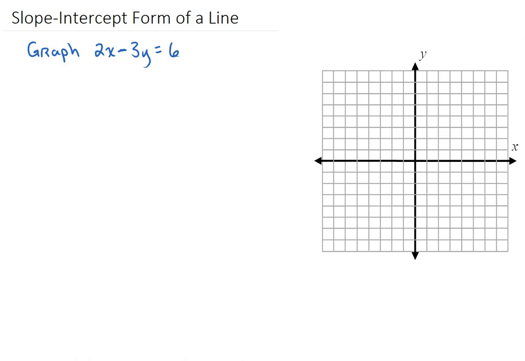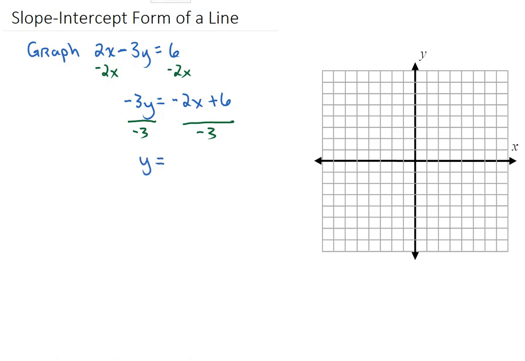Now when we graphed these in the past, I've said let's go ahead and solve it for y to get things basically in function form so that it's a function of x. To solve it for y, we would start by subtracting the 2x from both sides. That gives us negative 3y equals negative 2x plus 6, and you could write that as 6 minus 2x as well. It doesn't matter. Then to get y by itself, we need to divide by negative 3, but what we do to one side, we have to do to the other side.